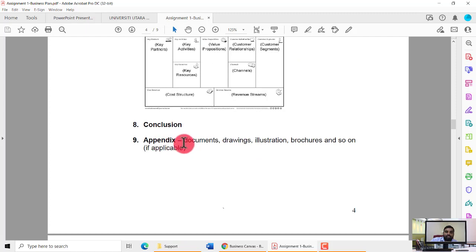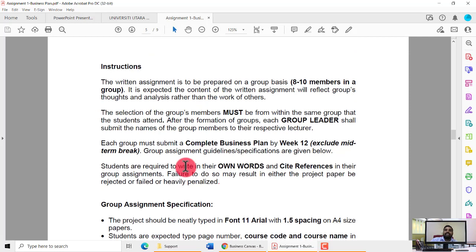And conclusion, and you have to prepare the document drawings if applicable. These are the assignment guidelines. I put 8 to 10 members. Actually, it's 7 to 10 members. It can be 7 or 8, but make sure at least 7. The group leader shall submit the names of the group members, and you have to complete the assignment by week 12, excluding your midterm break.